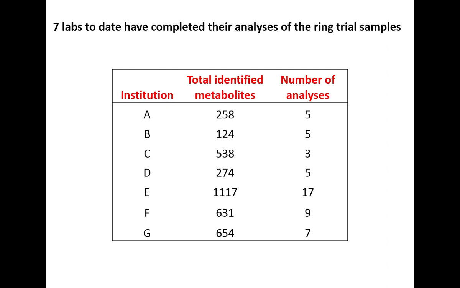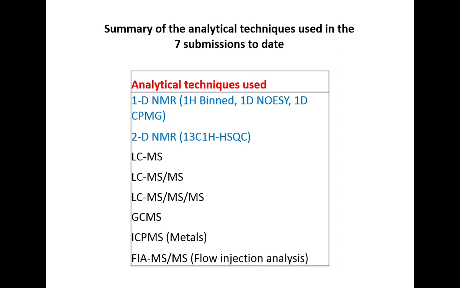Just to clarify what the analyses are, we have some NMR analyses, 1D and 2D NMR, and also several mass spec analyses. LC-MS-MS is probably the most popular analytical method of the 7 data sets we've received so far. We also have GC mass spec data, and then ICP-MS for metals, and also flow injection analysis MS-MS as well.